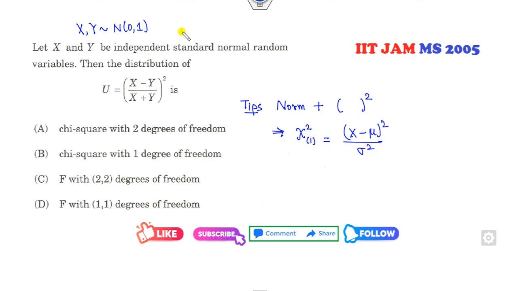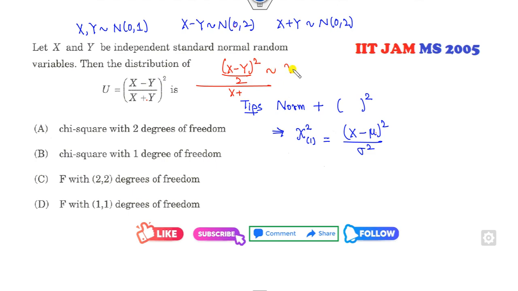Now you can see, what is x minus y? It again follows the normal distribution, mean is 0, variance is 2. X plus y again follows the normal distribution, mean 0 and variance 2. Now I can write here (x minus y minus mu), mean is again 0, divided by the standard deviation, whole square, so this one follows my chi-square distribution with 1 degree of freedom.